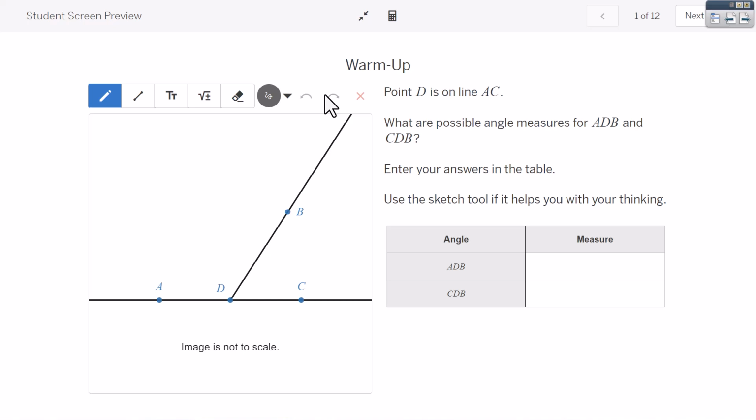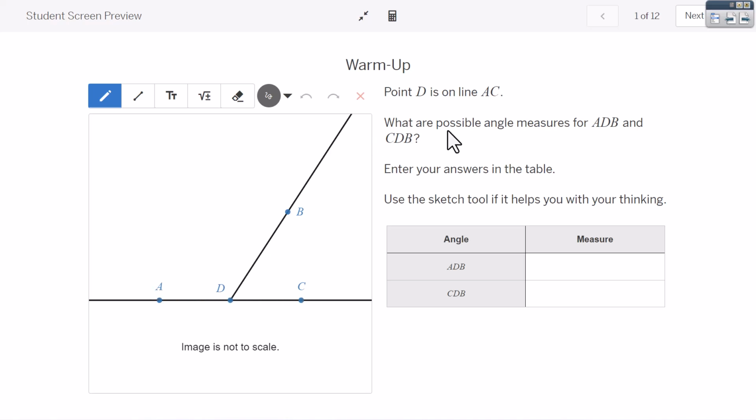We've talked about vertical angles, angles that are congruent when we have parallel lines, and we've talked about how there's 180 degrees in a triangle. Let's just start with this warm-up that tells us that point D is on line AC here at the bottom.